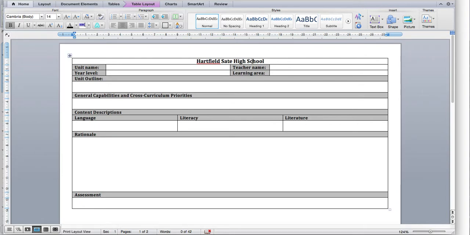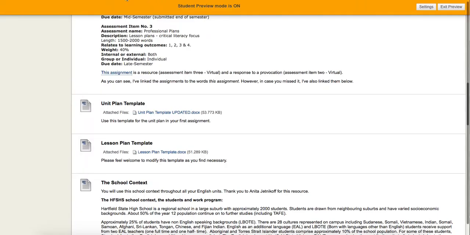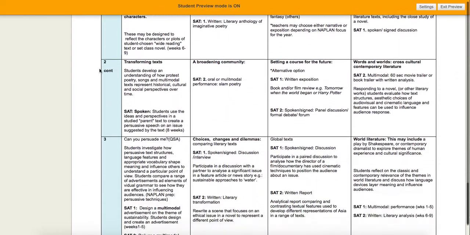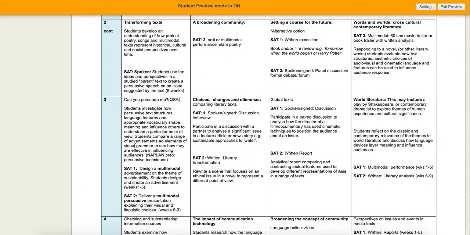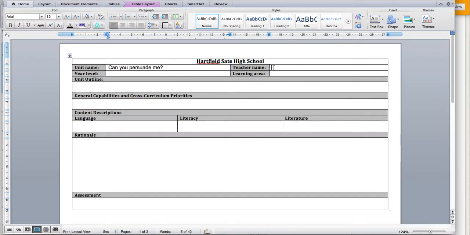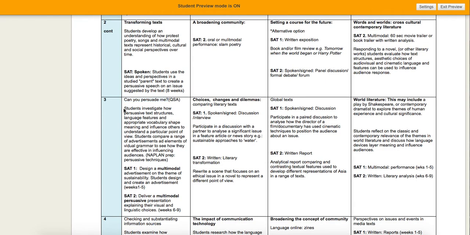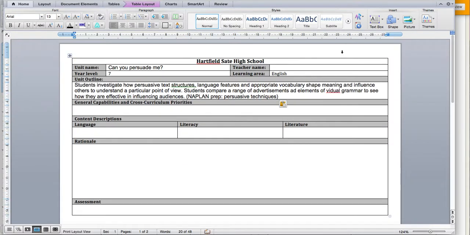Your school name goes at the top. The unit name, now that will come straight from the work program. For this example, let's say that we're going to do the persuasive unit. So the unit title is Can You Persuade Me? Okay, so we'll just copy and paste that into there. You'll put your name in there. Year level is Year 7 and the learning area is English. The unit outline. So generally, what is the unit about? That's going to come from the work program as well. So I can just copy and paste that over there.